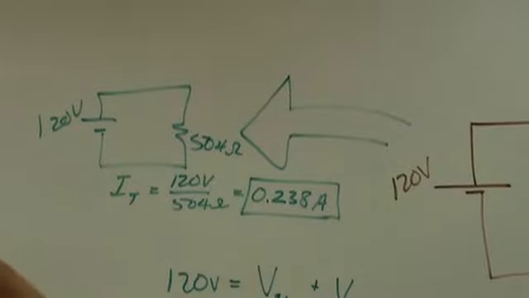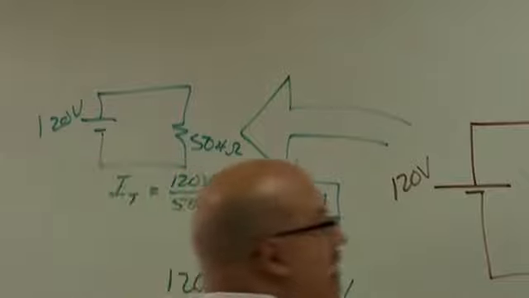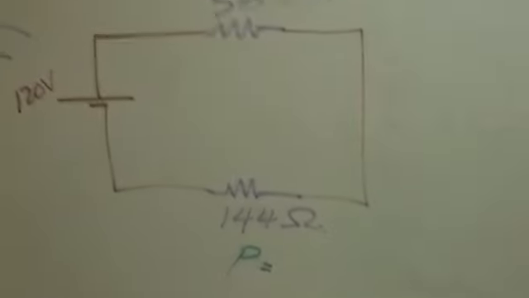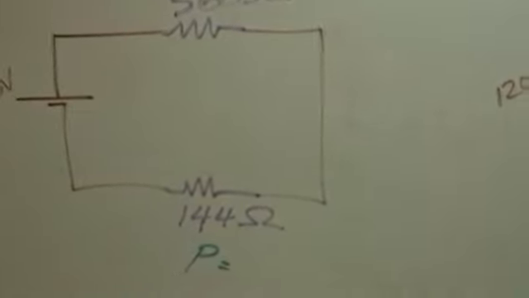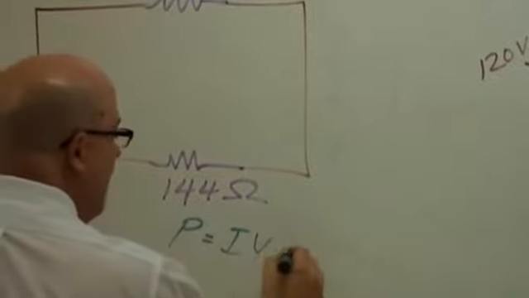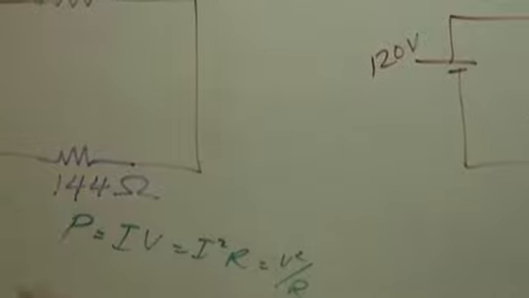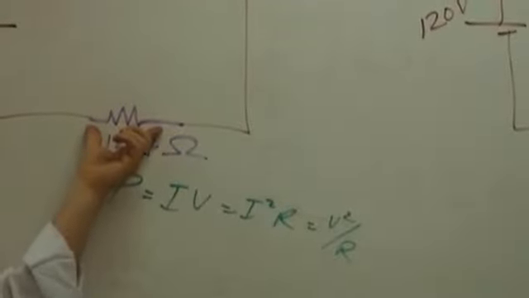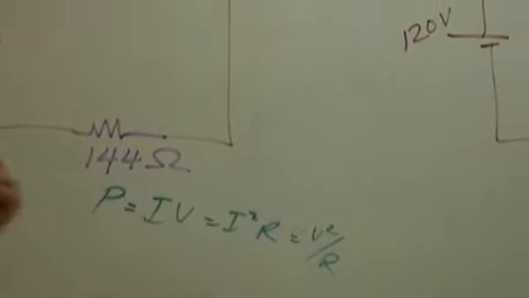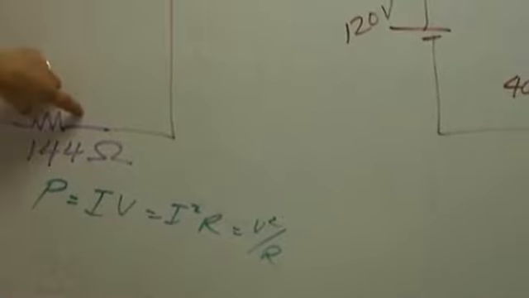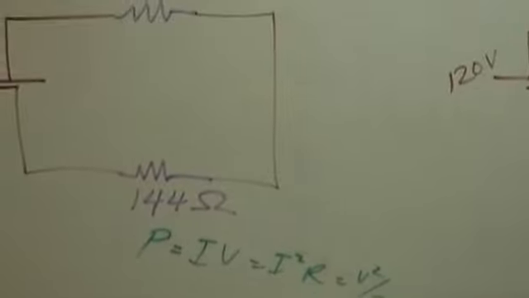All right, here we go. Now, how do I figure out power? Do I have enough information to find out power here? I need either IV, I squared R, or V squared over R. Which of those do I have? We don't have the voltage at each specific bulb. I don't know the voltage across that, do I? But you know the whole voltage. But that's not the same as the voltage for this one.